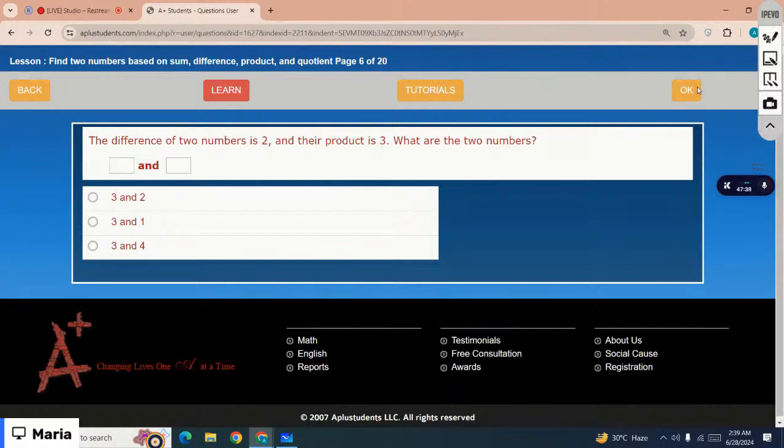The difference of two numbers is 2 and their product is 3. What are the two numbers? Which is the correct option? Which two numbers have the difference 2? That is 3 and 1. Option number 2 is the correct option. Got it?